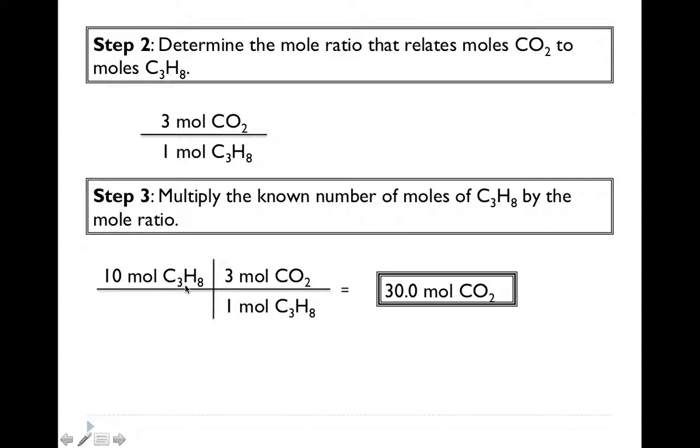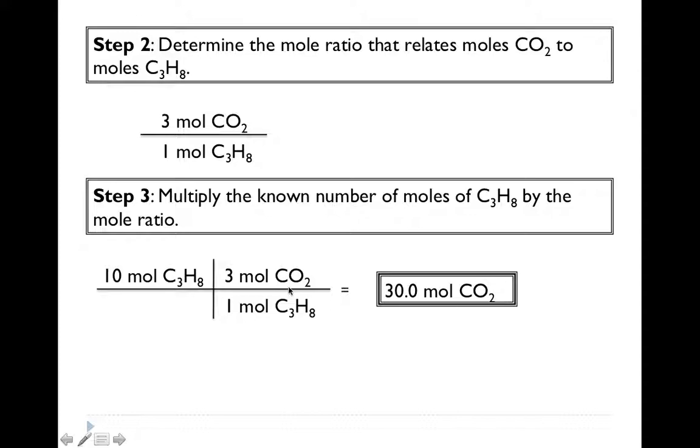Notice moles of C3H8 and moles of C3H8 are opposite of each other. That's the rule. Remember, if you want to get rid of something, you put it opposite. That's why I have to put moles of C3H8 here. And then you do 3 moles of CO2 on the top. Remember, this 3 and this 1 came from the coefficients of the balanced equation. Then I just multiply and I get 30 moles of CO2.